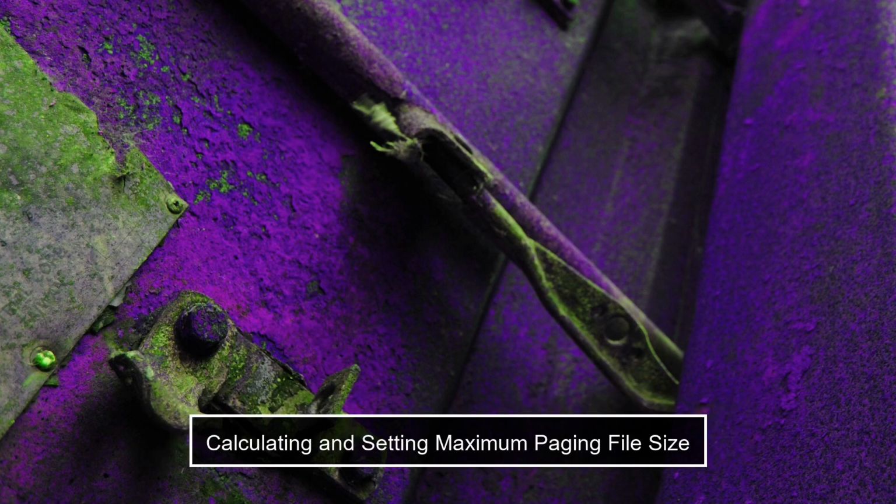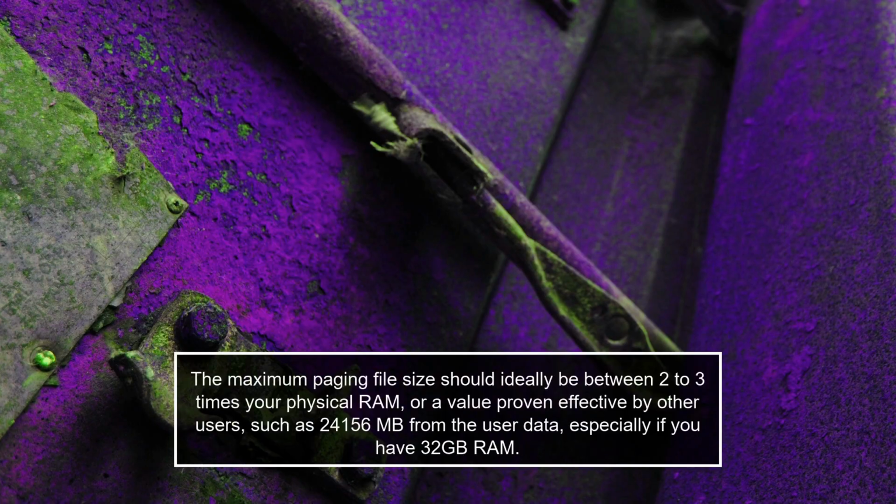Calculating and setting maximum paging file size. The maximum paging file size should ideally be between 2 to 3 times your physical RAM, or a value proven effective by other users, such as 24156 MB from the user data, especially if you have 32 GB RAM.